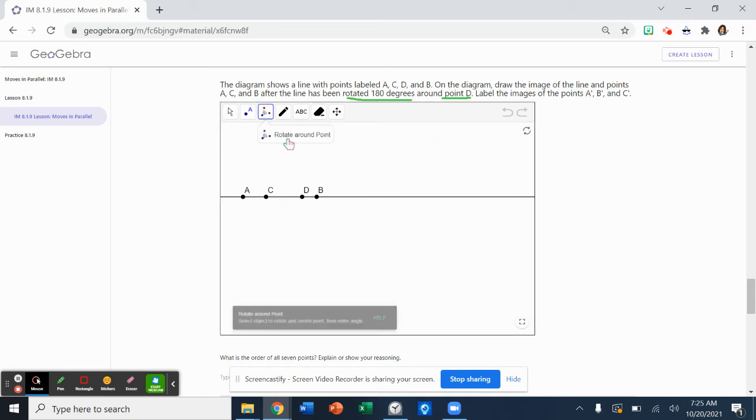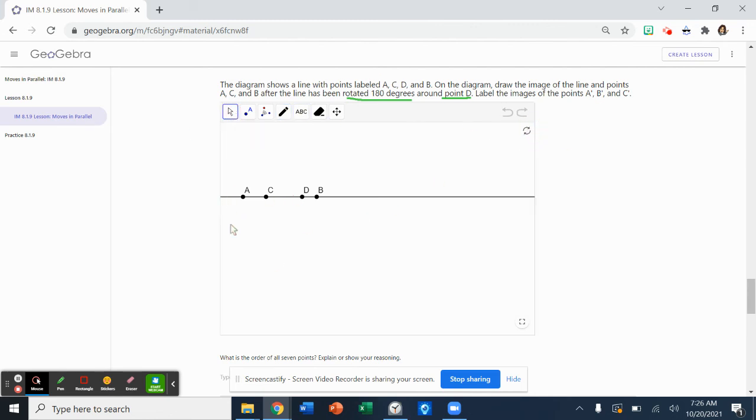So it looks like since the line is there, we need to draw the image of the line. Gotcha, I see what's happening. But it doesn't look like we have a line tool, so this is a little tricky. So for this one, draw the image of the line where it would be rotated if you rotated it 180 degrees. And we know that if we just spun this entire line around 180 degrees, we would end up on top of the original line.